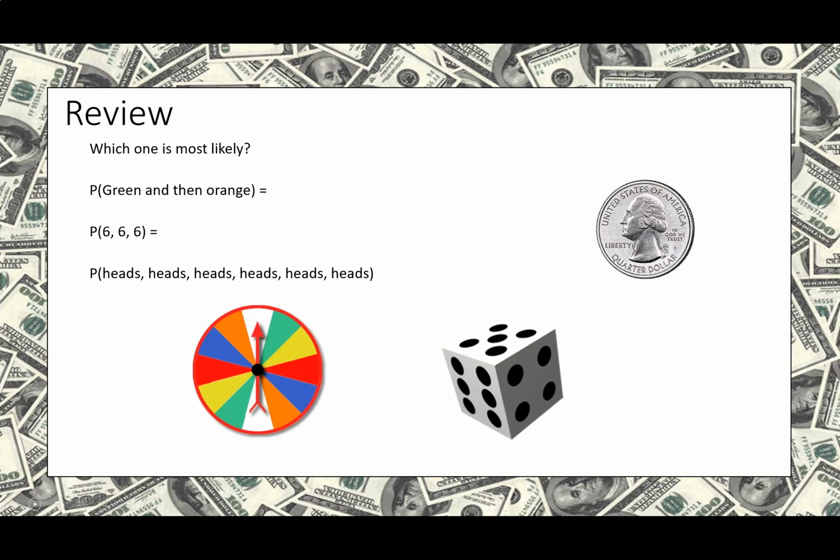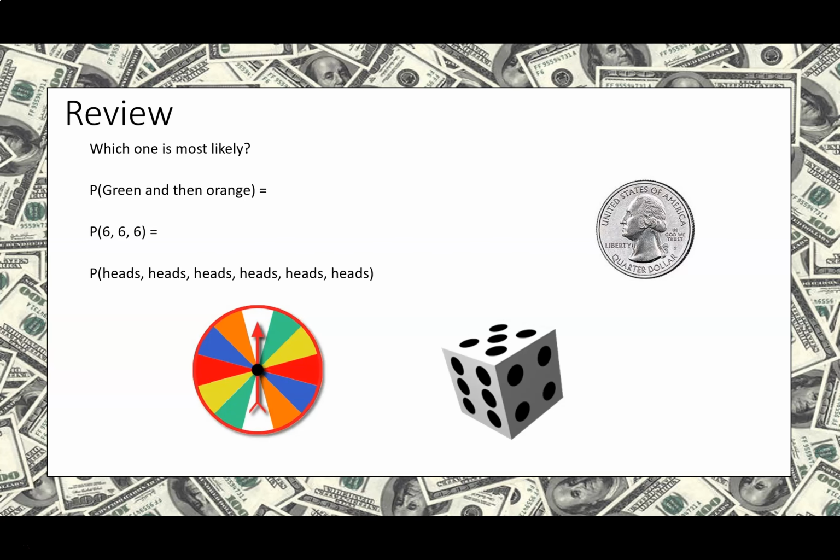All right, here's some review of independent probability. Remember, independent probabilities are when two events do not impact each other. So for example, if you were to flip a heads on a coin, that would in no way impact what color you're going to spin on that spinner. For independent probability, we just multiply across.